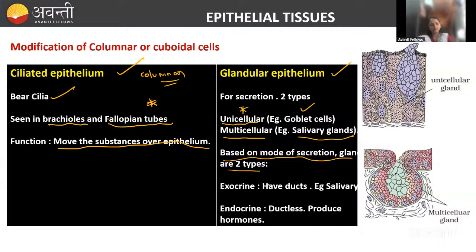Then coming to the secretion gland, mainly there are two types: the exocrine gland and the endocrine gland. The exocrine gland, we already know, has a duct system, right? So they have their own ducts. If they secrete anything, they store it in that gland. That's why they are called exocrine. They have their own duct. Examples are the salivary gland and the tear gland.